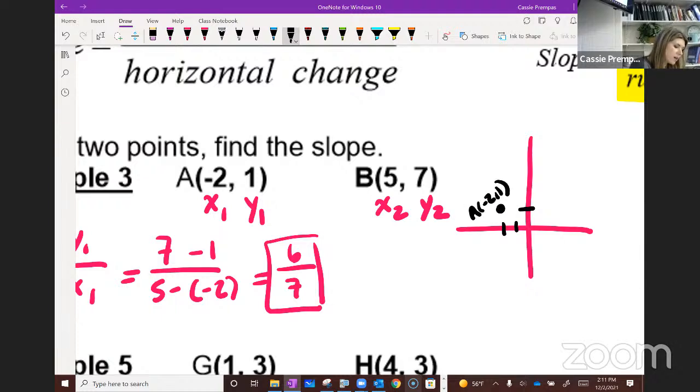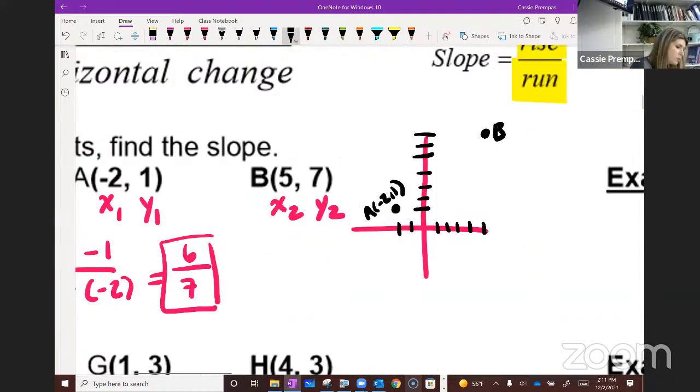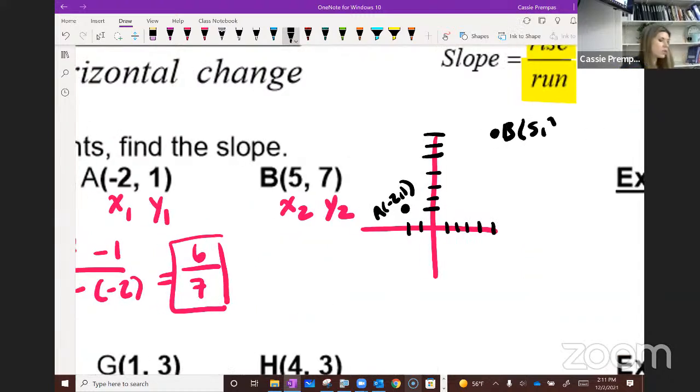B is at the point 5, 7. So 1, 2, 3, 4, 5, up 2, 3, 4, 5, 6, 7. And you could actually calculate the ratio of rise to run. So if I'm starting from point A, I can see that I would have to rise really from the y coordinate of 1 to the y coordinate of 7. So I have to rise 6 units.